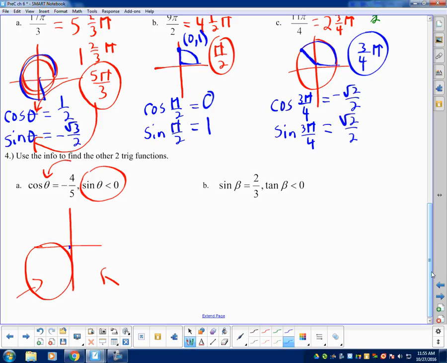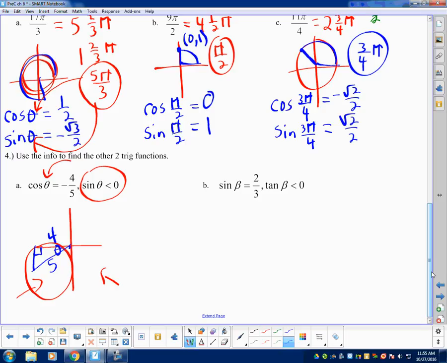I'm trying to think, okay, I'm 4 over, and then the radius is 5. Remember, cosine is adjacent over radius. So when I draw my reference angle, it's drawn such that here's my theta, my 4 is here, and my 5 is over here.